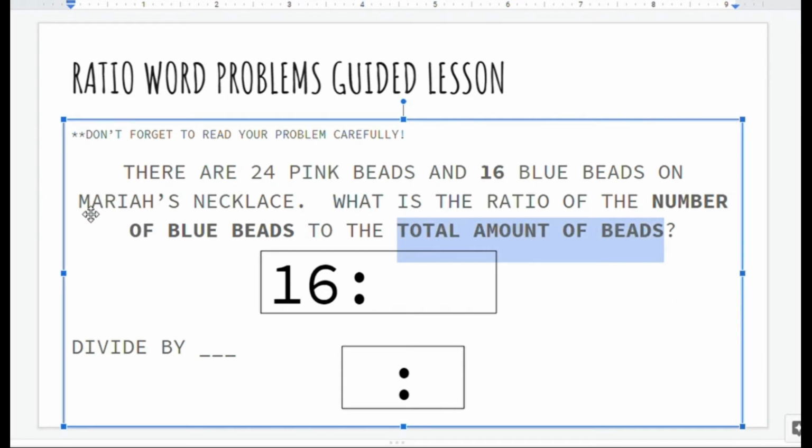If I go back into my problem, I'm looking for the total amount. That's going to be the sum of, or how many beads are in total. I'm looking back into my word problem. There are 24 pink beads and 16 blue beads on Mariah's necklace. This number right here is not the total amount of beads. 24 is not the total amount of beads. That's the number of pink beads that there are.